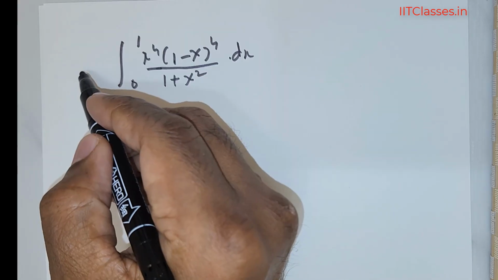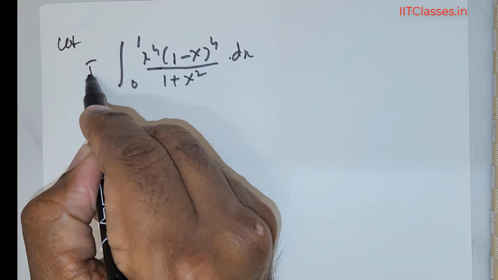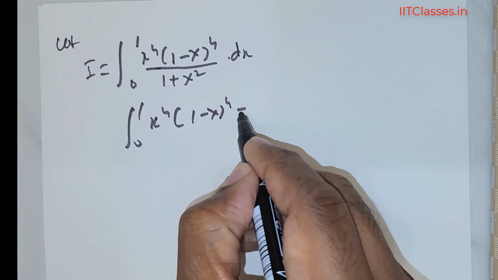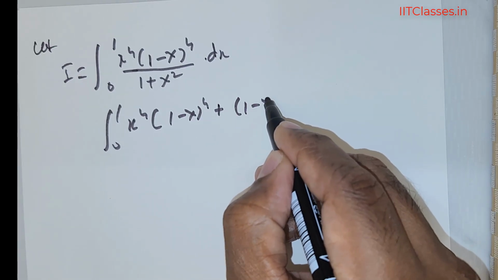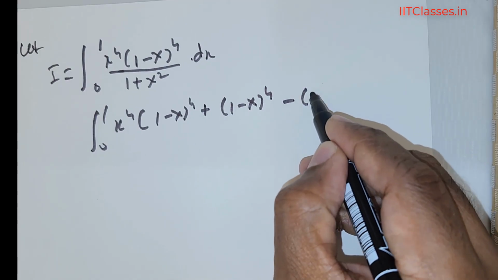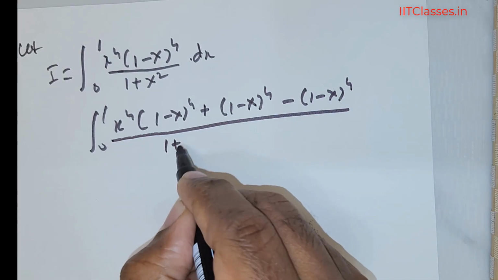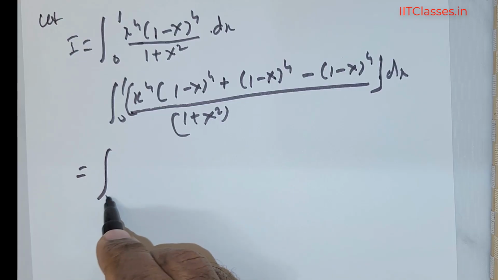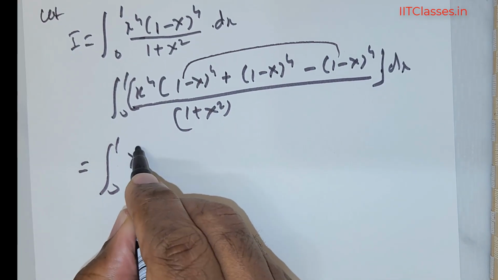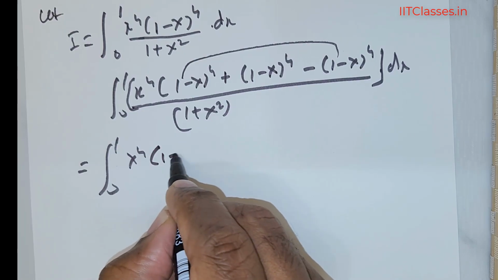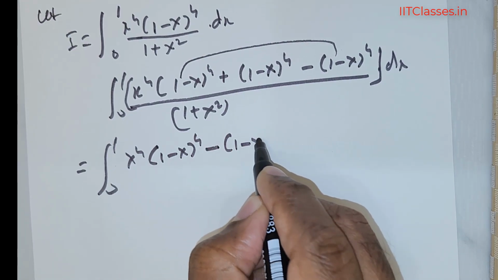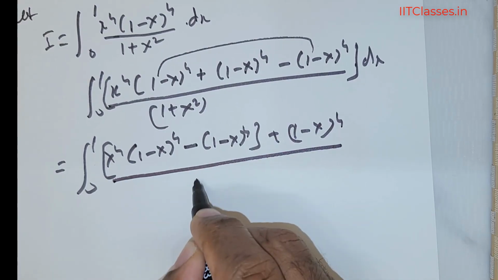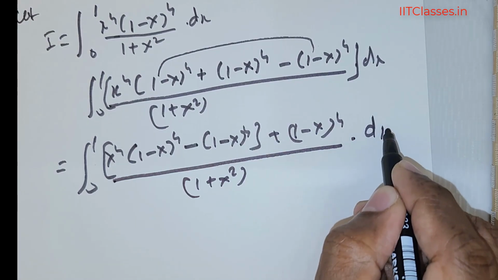Okay, foremost, let me take the integral as I. Then what I wish to do is I will add 1 negative x raised to the power of 4, and I will subtract 1 negative x raised to the power of 4, divided by 1 positive x squared times the dx. So this is equal to integral 0 to 1. I will club these two together. So you have x raised to the power of 4 times 1 negative x raised to the power of 4 negative 1 negative x raised to the power of 4. This is one group, followed by 1 negative x raised to the power of 4 divided by 1 positive x raised to the power of 2 times the dx.